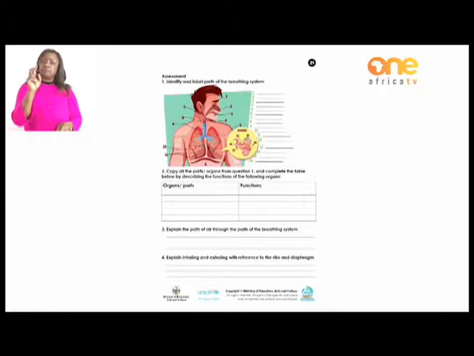Question 3. Explain the path of air through the parts of the breathing system. We want you to explain which parts of the body or breathing system are involved in breathing, either breathing in or breathing out. Explain all the details, all the points that air has to pass until it goes where it has to go and until it leaves our body. Question 4, explain inhaling and exhaling with reference to the ribs and the diaphragm. We want you to explain what happens to the ribs and what happens to the diaphragm during the process of breathing.